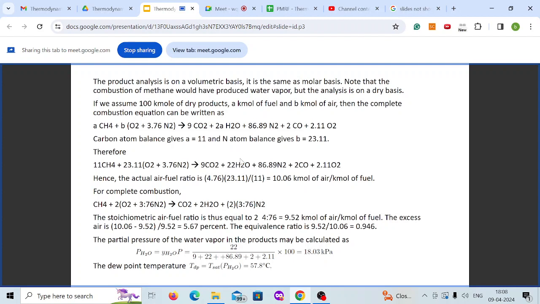In the analysis, you didn't use water, but the reaction produces water. In the product analysis which you are sampling, for all the components present, you are not using water.